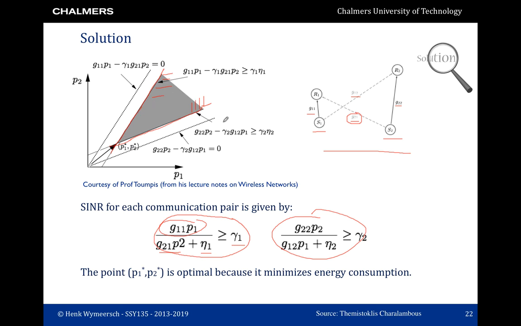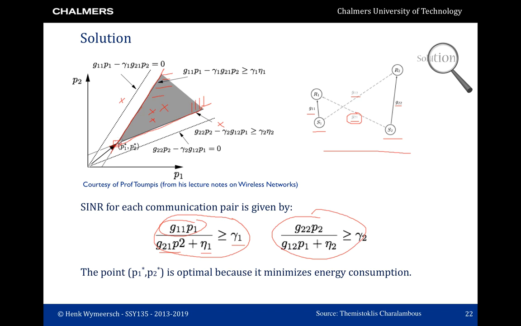If we operate, for instance, here, the constraint is only met for user 1 but not user 2. If we operate here, the constraint is met for user 2 but not for user 1. But whether we operate here or here or here, the constraints for both users are met. However, we want to have the lowest possible transmit power, and this gives this unique point.